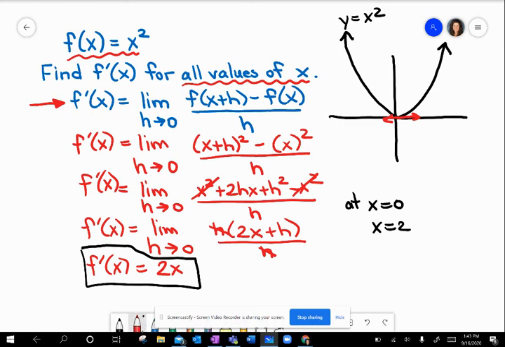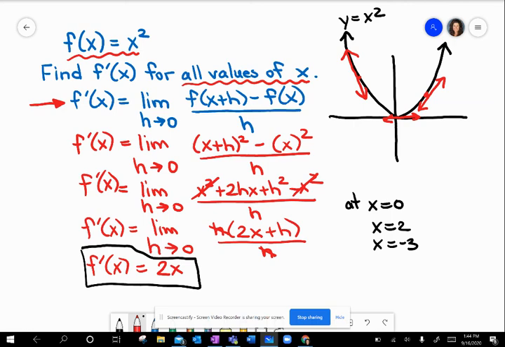So 2 is about right here. Okay, that makes sense because it looks like it's positive and it looks a little steeper. Let's try another value. What about at x equals negative 3? Well, at x equals negative 3, the slope will be negative 6. Okay, so here's maybe negative 3. Well, let me get my pen. And the slope is negative 6.